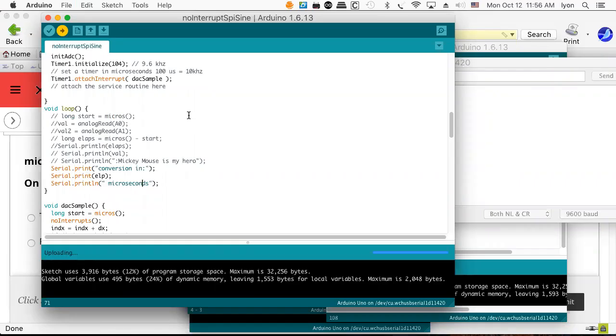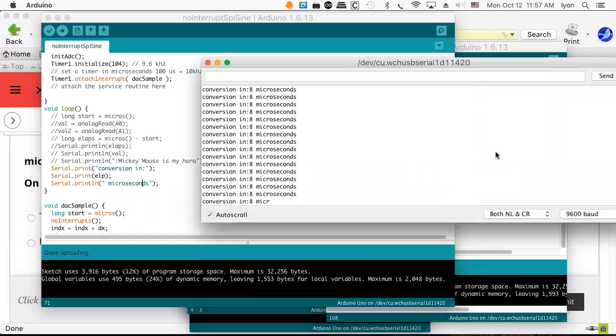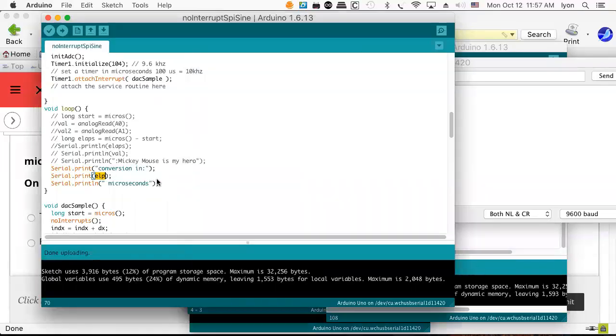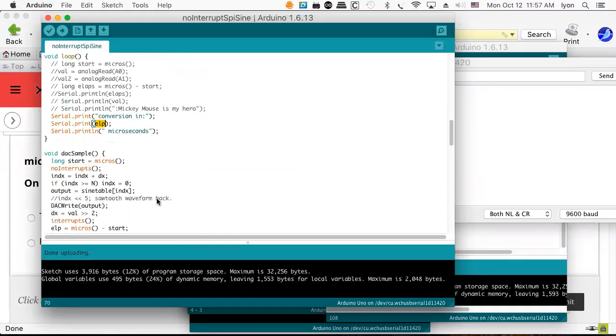I think it returned from the interrupt as soon as I, the monitor is up here. Oh, 8 microseconds. That's pretty good, actually. So you just had to declare the elp value, and then why would you put it in the loop then? I put it in a loop so the loop could have access to it. By making it global, it went beyond the scope of the DAC sample. Gotcha.